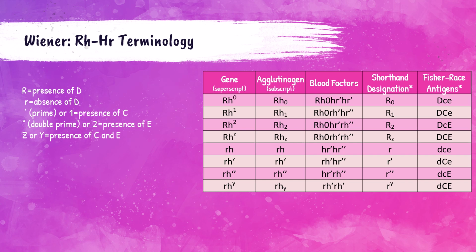Wiener terminology is complex, as you can see here. So blood bankers use a modified Wiener terminology. What you need to memorize from this chart are the columns that are labeled with an asterisk. So the far right 2 columns here. So you need to know which Wiener shorthand designation corresponds to the Fisher-Race terminology. So for example, a patient who is little r/little r prime would be little d, little c, little e / little d, big C, little e in the Fisher-Race terminology.